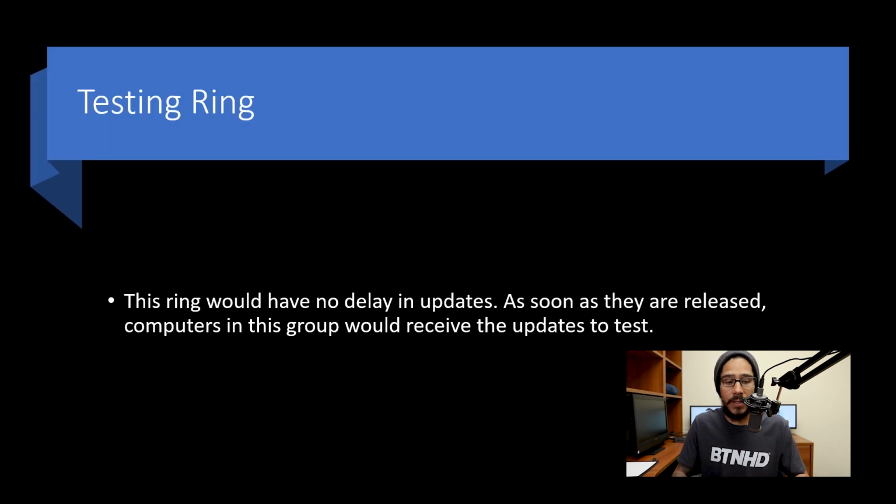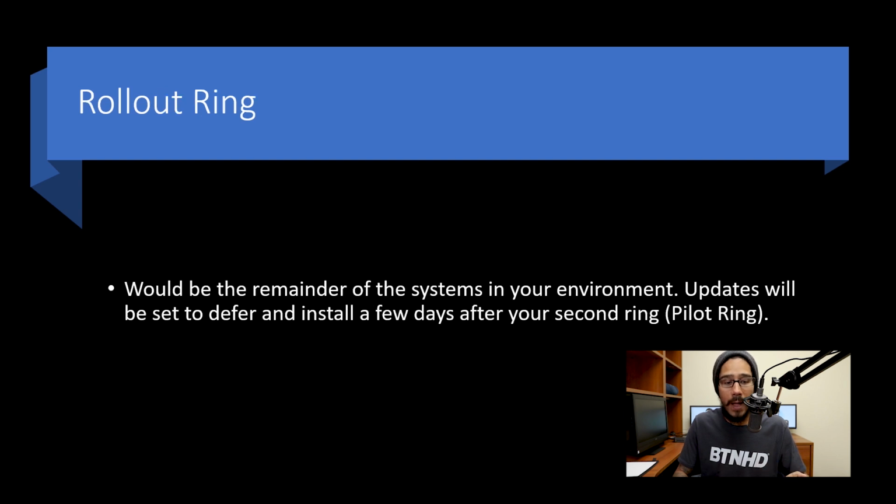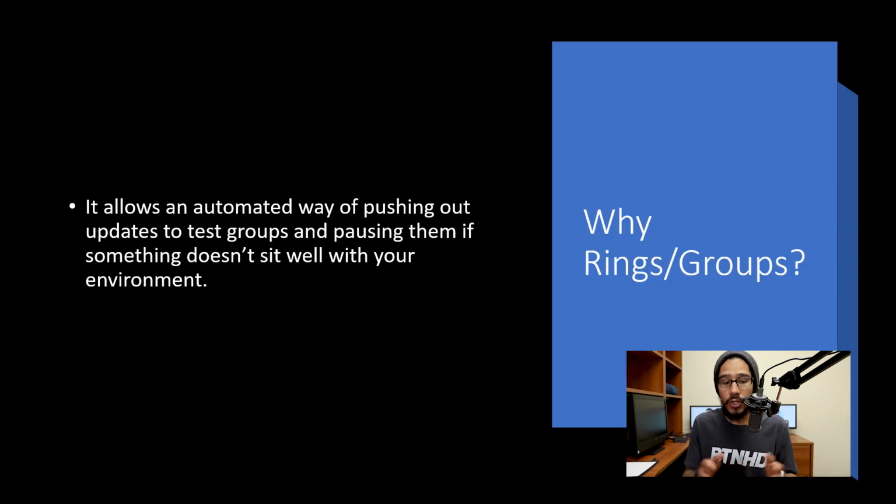Now for testing, this ring will have no delays in updates. As soon as they are released, computers in this group would receive these updates to test out. Now for pilot, this group would be set to defer the updates for a few days after the initial group will receive the updates. Now the last group is the rollout, which would be the remainder of the systems within your environment. Updates will be set to defer and install a few days after the second ring, which is your pilot ring.